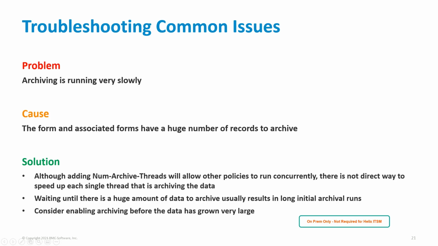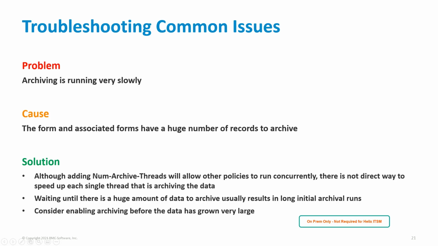So what are the solutions? Well, one solution might be to consider looking at the num archive thread setting. You might want to add 2 or 3 threads, but you need to remember that that's going to allow policies to run concurrently, but it's not going to do anything about a single policy. So in the example I gave with HPD Help Desk, that entire policy, the form and all the associated forms are still all going to run on an individual thread, but what's going to happen by enabling the num archive threads is that other policies will be able to pop in, get run simultaneously, and perhaps if you had 2 or 3 threads, you can have 2 or 3 policies running concurrently.